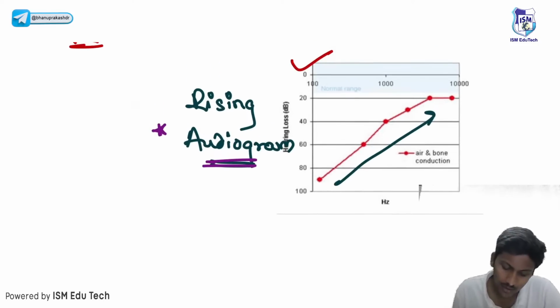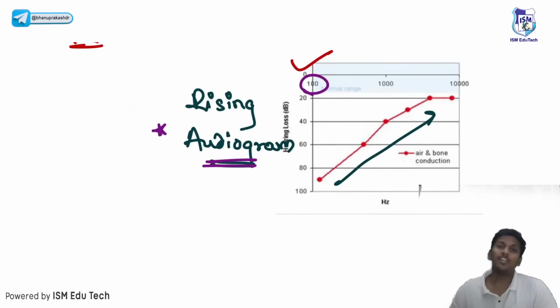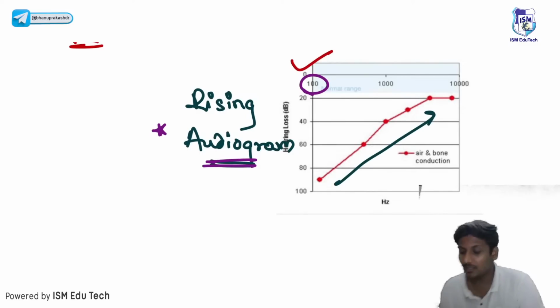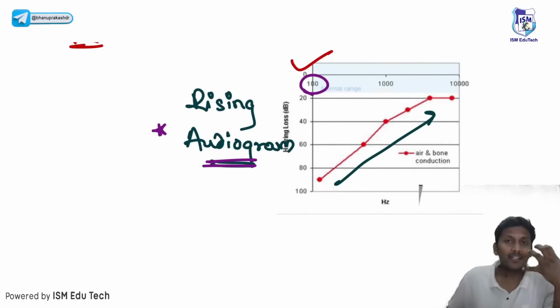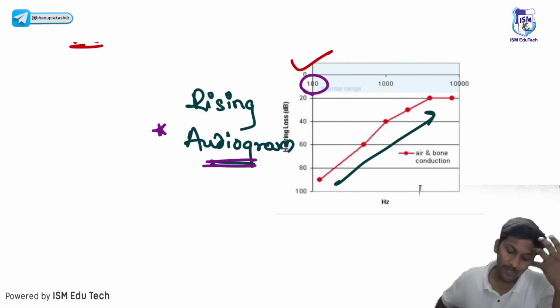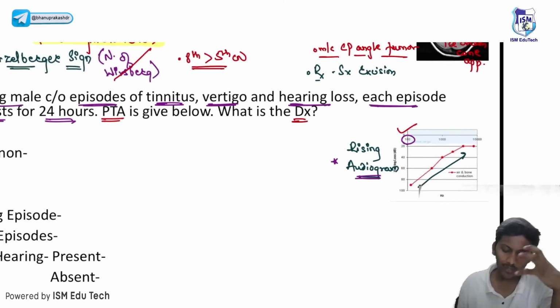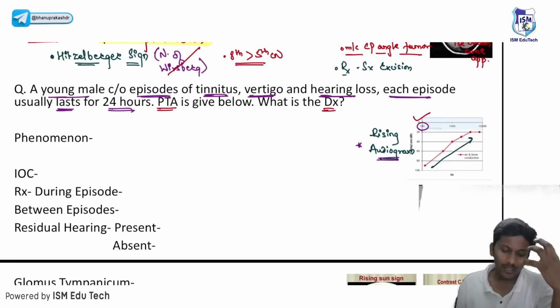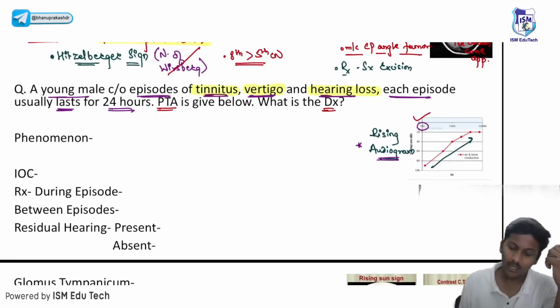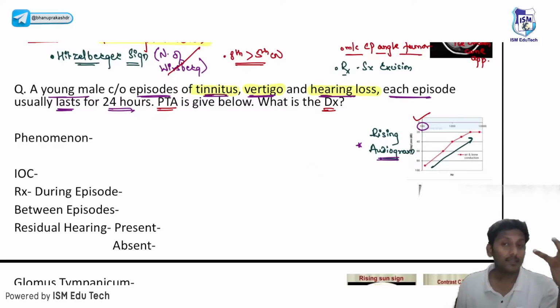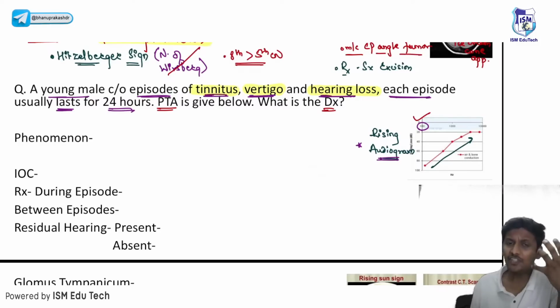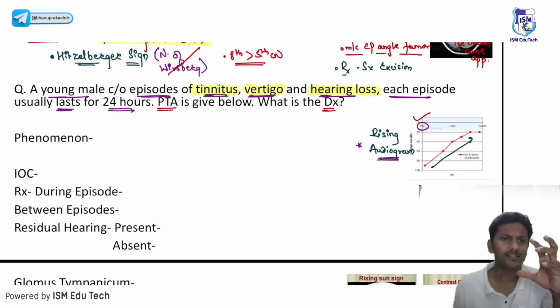What is seen over here? In the earlier stages of the disease, the apex of the cochlea is damaged initially and therefore the patient has a low frequency hearing loss. So rising audiogram is a feature. Along with that, it is an episodic disease where the patient is having episodes of tinnitus, the classical triad: tinnitus, vertigo and hearing loss. Each episode will last for around 24 hours, just like migraine.